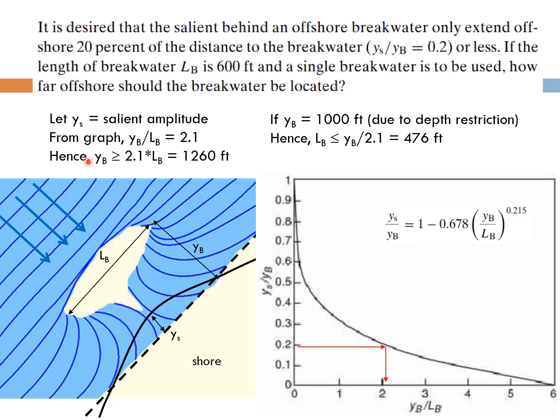The further it is away, then the smaller the salient will be, because we don't want the salient to be more than 0.2. Can be less, but not more than. So the distance of the breakwater from the shoreline can be larger than this value, but not less than this value.